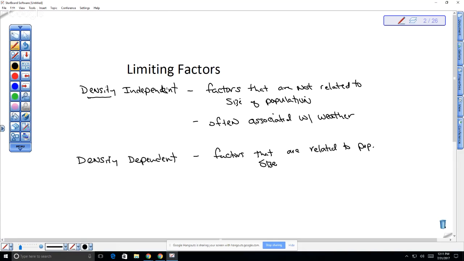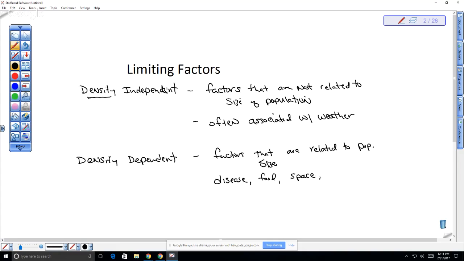So for example, the amount of food, the amount of space, also disease, because as organisms are crowded in with one another, there is a greater likelihood that disease will spread from one individual to another. So we could put disease, we could put food, we could put space. So if we're talking about nesting sites, right? We could also talk about that in terms of density dependent.